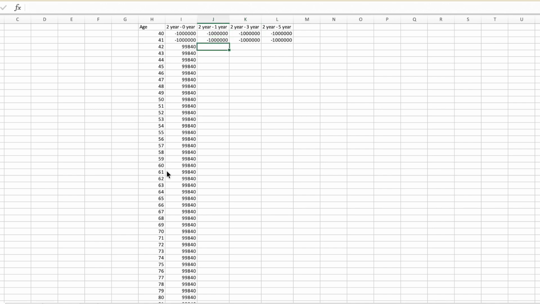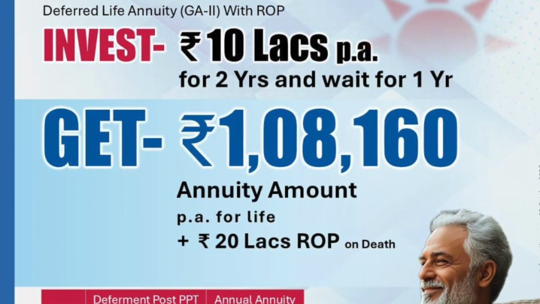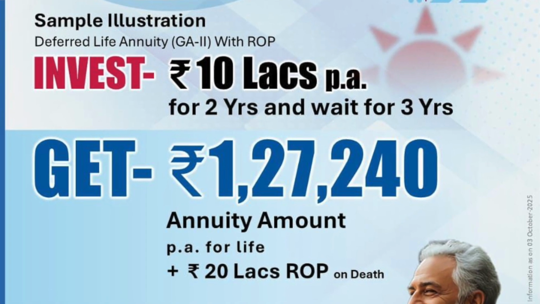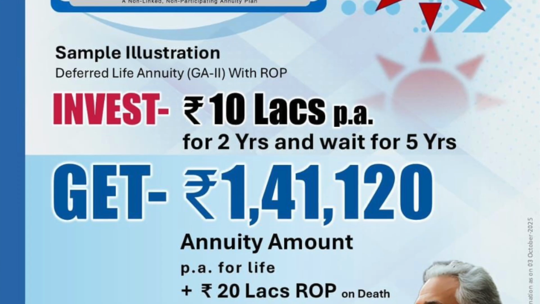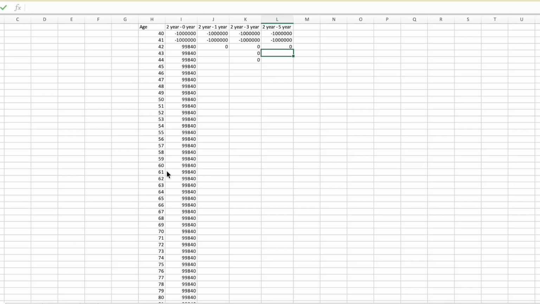Here a deferment period has been added. In the second variant, a deferment period of 1 year. In the third variant, the deferment period is of 3 years, and then in the last variant, the deferment period is of 5 years. Whatever the deferment period, we will add zeros in the Excel sheet for those years, as we neither pay premiums nor receive any annuity in these years. And then below, we'll add the annuity amounts as per the brochure.